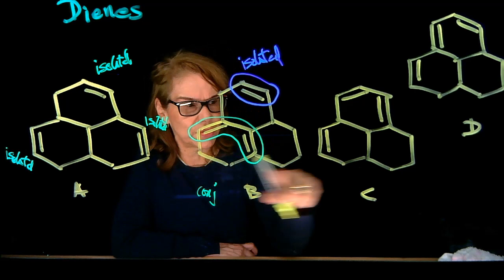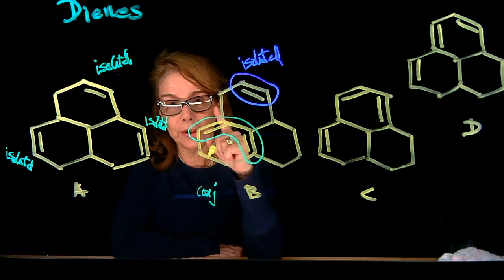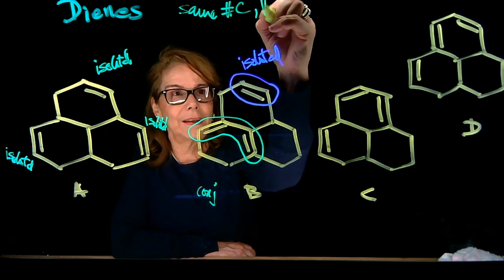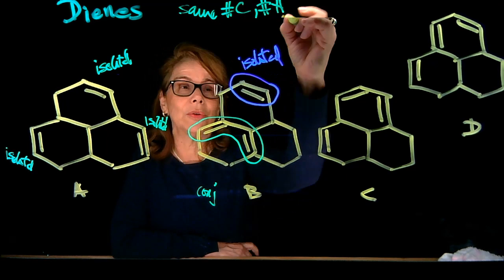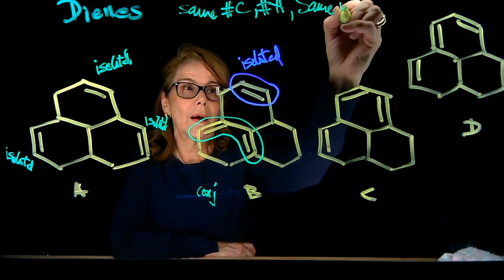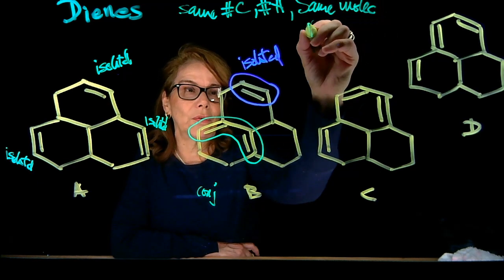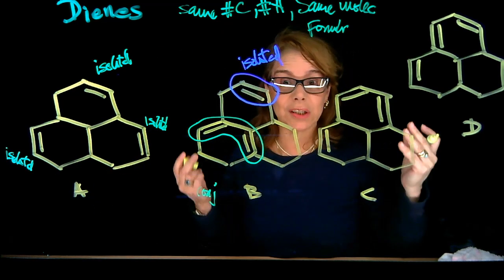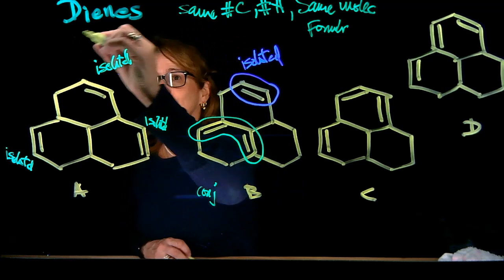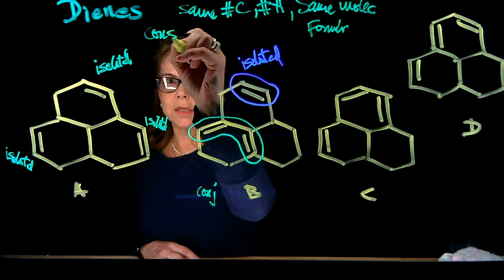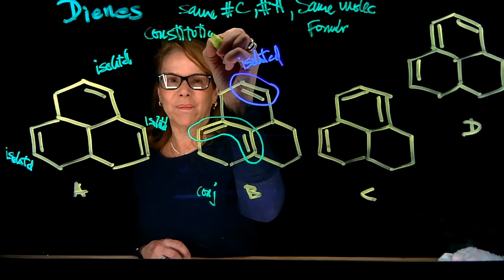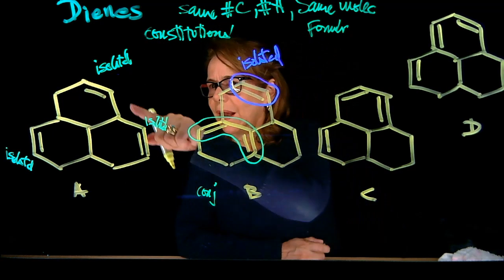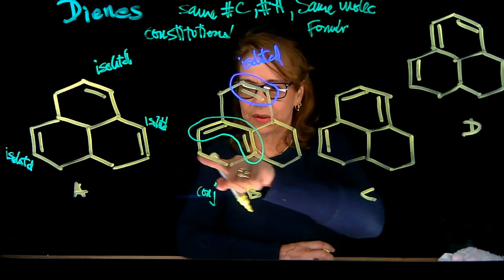The other thing that is important to notice in this series is that all molecules have the same number of carbon atoms and of hydrogen atoms, so the same molecular formula, but now the double bonds are in different places. So different connectivity. These are constitutional isomers. Just reviewing concepts. So now we're clear that this one has one isolated and one conjugated system.